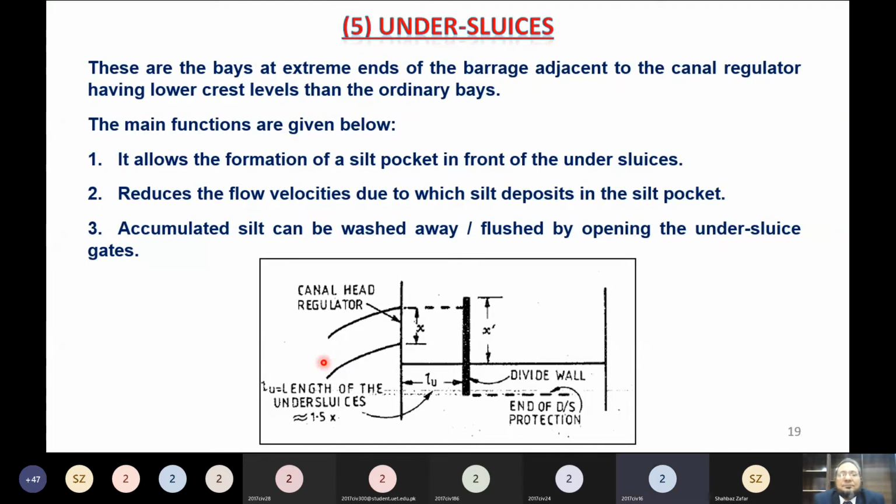Yes, sir. Thank you. So the crest of this is much higher. That's why we say this is one wall, this is second, this is third. So a silt pocket has formed.